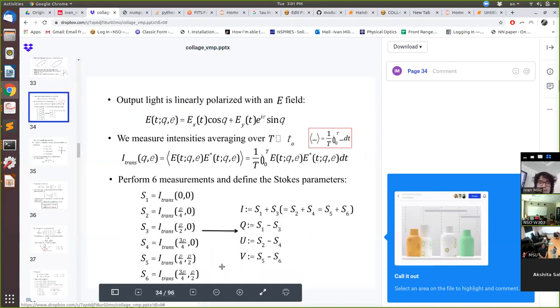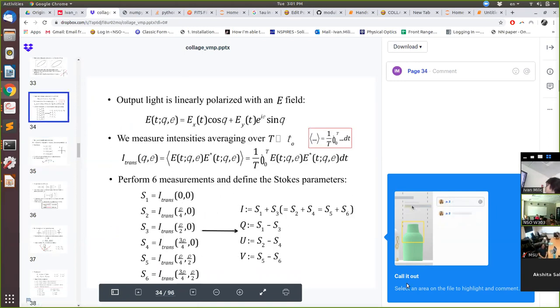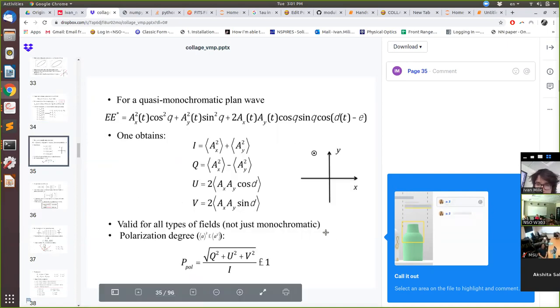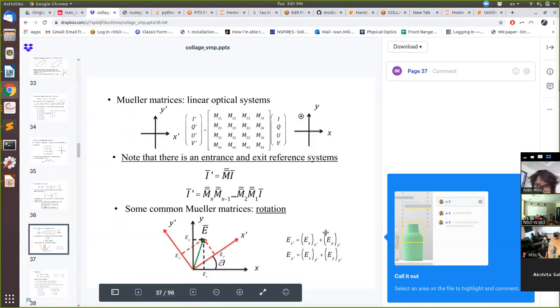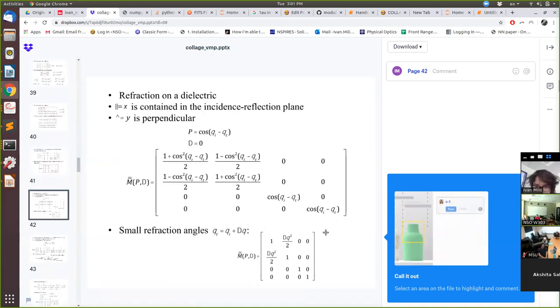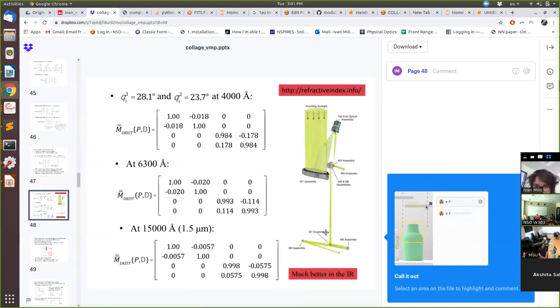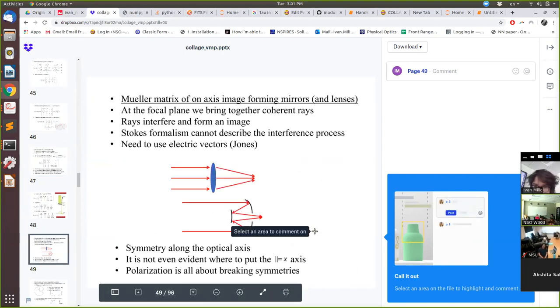This is what we did, right? This was our scheme. Why does it change? This is our scheme here. Now we're going to go down and see the expression for calculating these. There are a lot of Mueller matrices that we avoided on purpose, right?